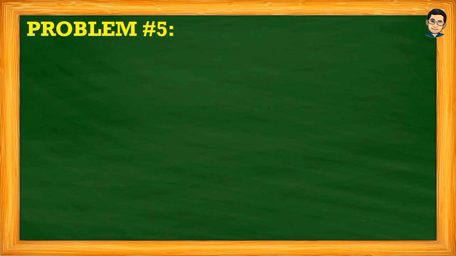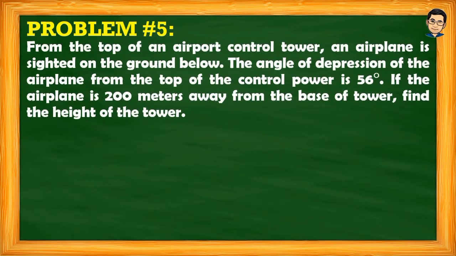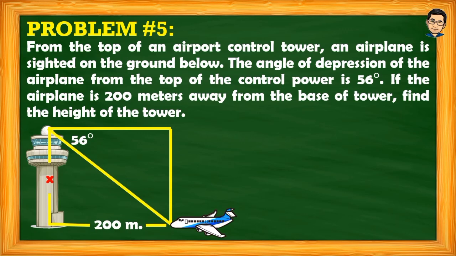So let's have the next problem, number 2. So from the top of an airport control tower, an airplane is sighted on the ground below. So the angle of depression of the airplane from the top of the control tower is 56 degrees. If the airplane is 200 meters away from the base of tower, find the height of the tower. So ito po ang kanyang illustration. So ito po yung control tower. Ayan. So hindi natin alam kung ano yung height niya. So, yun po yung unknown.